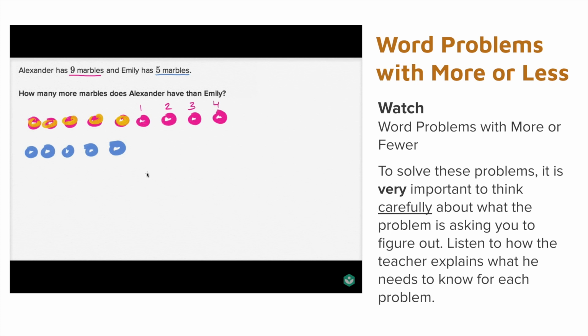Now, what's another way that we could have thought about it? Well, Alexander has 9 marbles. And if you were to subtract the number of marbles Emily has, that's how much more marbles Alexander has. That's how much more 9 is than 5. So you could have said 9 minus 5 is equal to 4 marbles. That's how much more marbles Alexander has than Emily. Let's do another one of these.